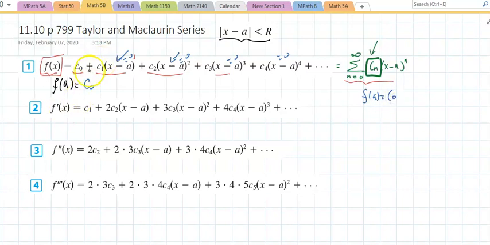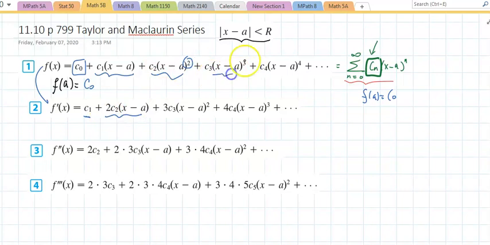If I take a derivative of this, the derivative of a constant is zero, it's no longer there. Derivative of this, that's just c sub 1. Derivative of this, bring the power down, subtract one from the power. Derivative of this, bring the power down, subtract one from the power. If I figure out what f prime of a is, if I put x equal to a, wouldn't those all be zero except for that piece right there? Wouldn't that mean that f prime of a equals c sub 1?